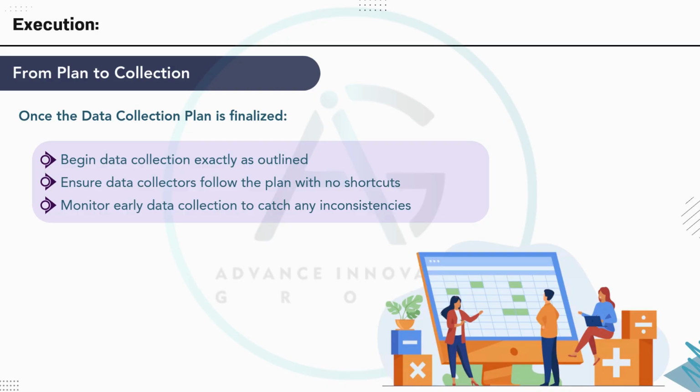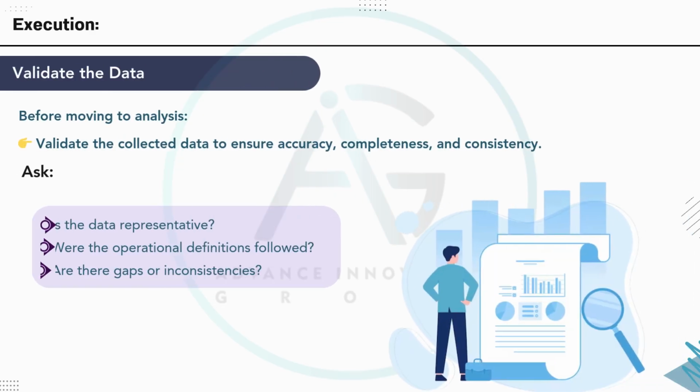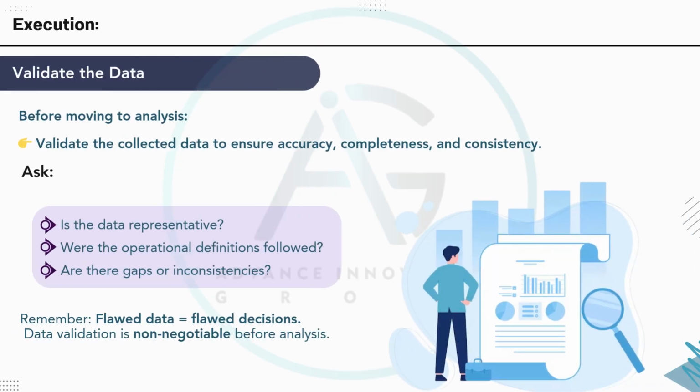Remember, the success of your analysis depends on the quality and consistency of the data you collect. So, this stage requires vigilance, discipline, and ongoing communication with those responsible for data collection. As we move deeper into the execution phase, it's absolutely essential to focus on data validation before we jump into analysis. Why? Because flawed data leads to flawed decisions.